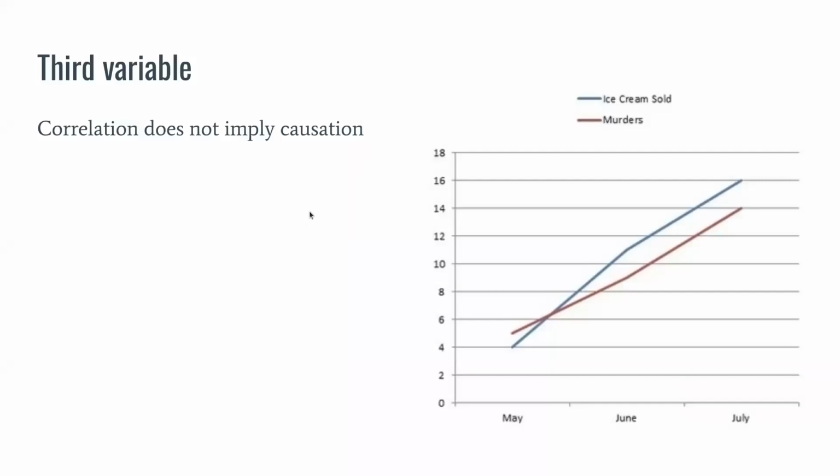So we mentioned in the beginning of the lecture, we said that correlation does not imply causation. So although ice cream sales and murders are both highly correlated, there could be a third variable that is related. So make sure that you really remember that correlation does not imply causation.